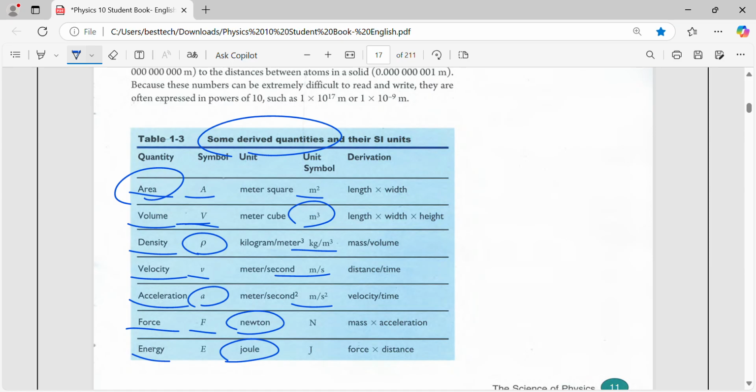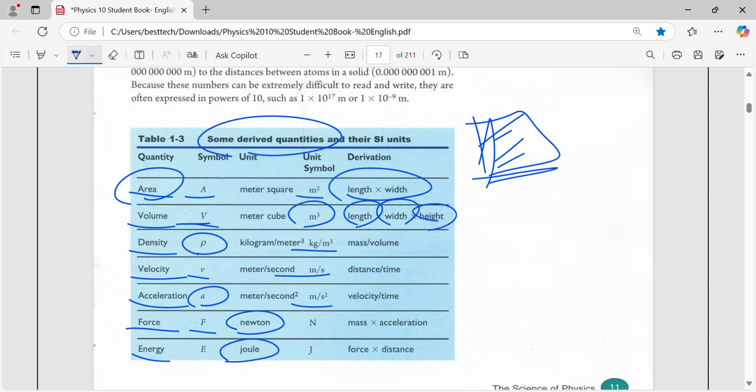Okay, and guys, you have some rules. The rule of area is length times width. For example, you have this box and I want to find its area. You have to multiply the length with the width. Multiplying these 2 dimensions together gives you the area's value. Volume is 3 dimensions: length, width, height, multiplied together, you get the volume.